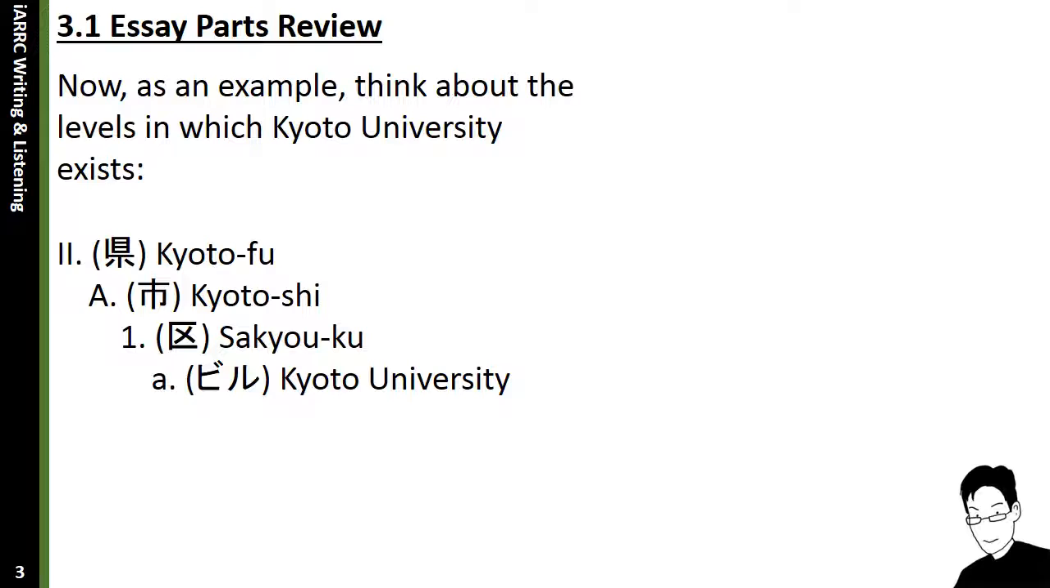As an example of this, let's think about Kyoto University and the different levels in which it exists. As you can see on the screen, Kyoto University exists within Sakyo-ku, Sakyo Ward. Sakyo Ward exists within Kyoto City, Kyoto-shi. And Kyoto-shi exists within Kyoto Prefecture, otherwise known as Kyoto-fu. Here we can see the layers and how they are marked differently for where Kyoto University exists.